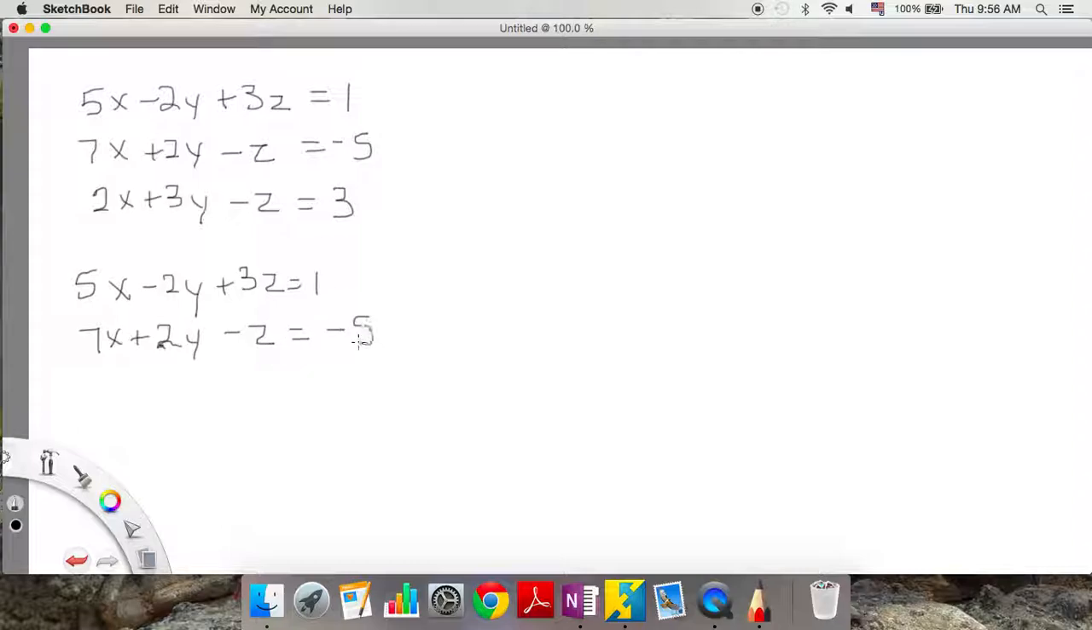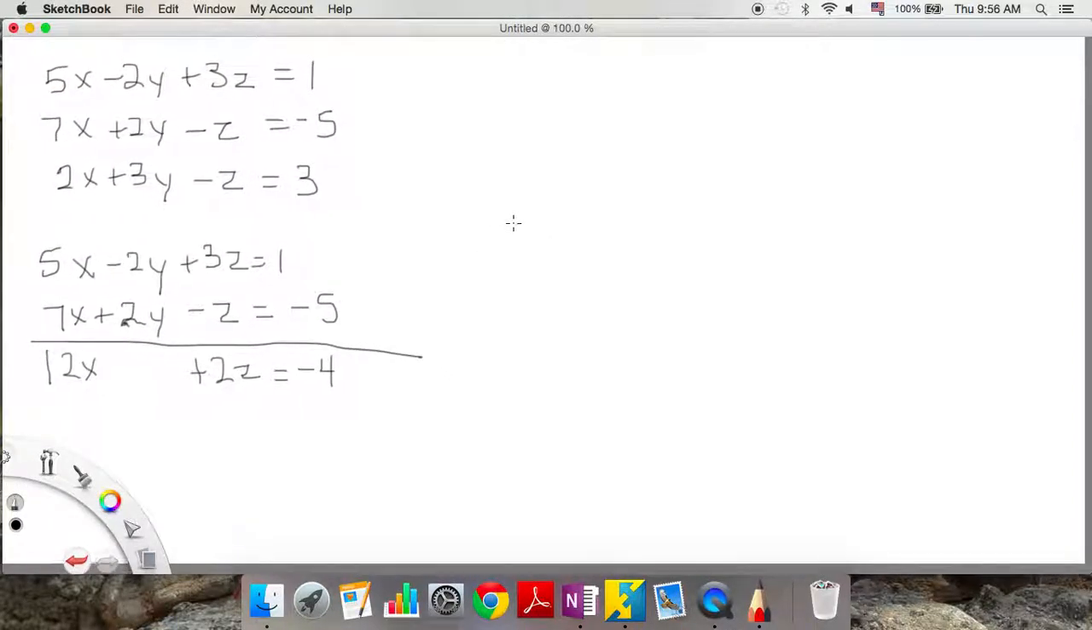Sorry, guys. All right, so when we add these 2 together, we have 12x and then 0y and plus 2z equals -4. So now we just have an equation in x and z. So now I look at these, I used the first and second, so let's look at the second and third. Is there another way I can get rid of y with those? Well, this is a little harder, but not impossible by any stretch. So let's write those down.